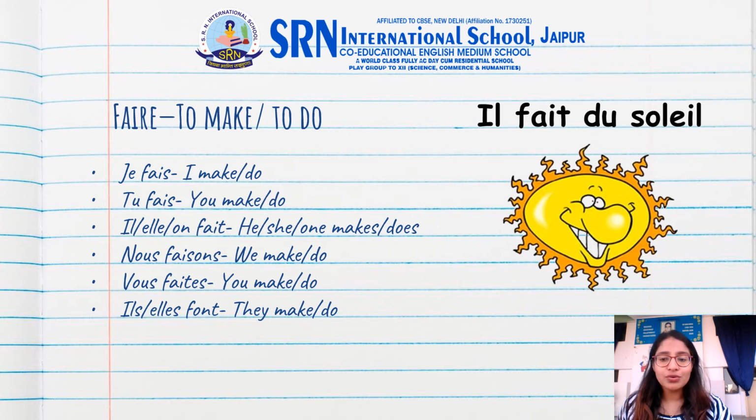Tu fais, you do or you make. Il, elle, on fait, which means he or she does or he or she makes. Nous faisons, which means we do or we make. Vous faites, that is you do or you make. Ils, elles font, that is they are doing or they are making something.